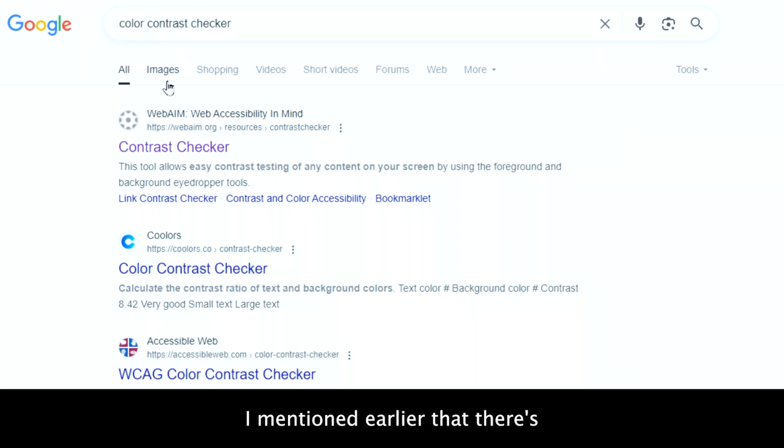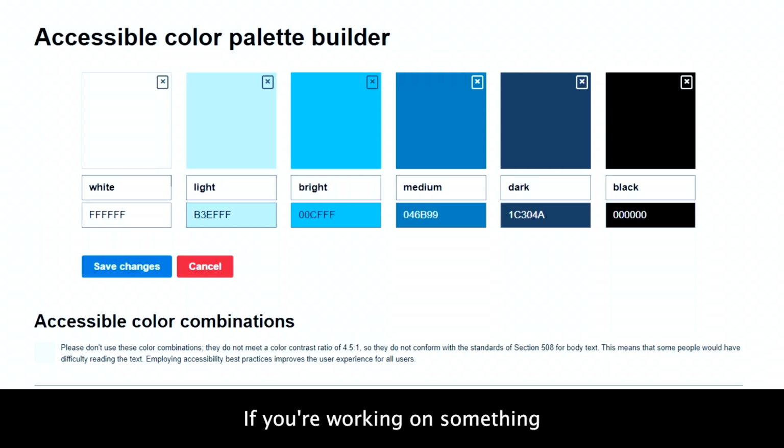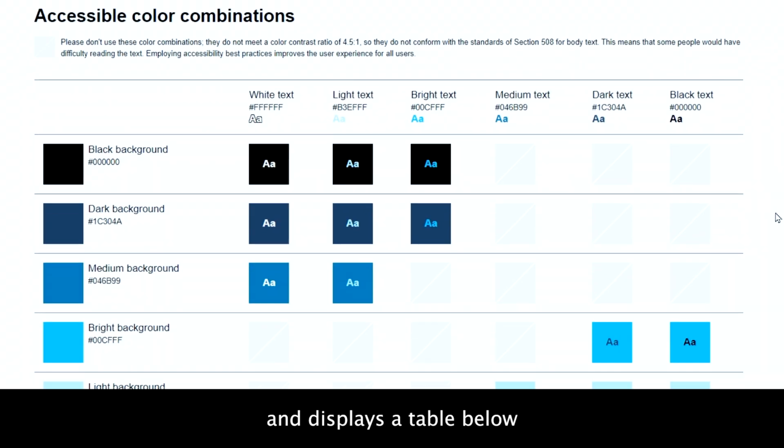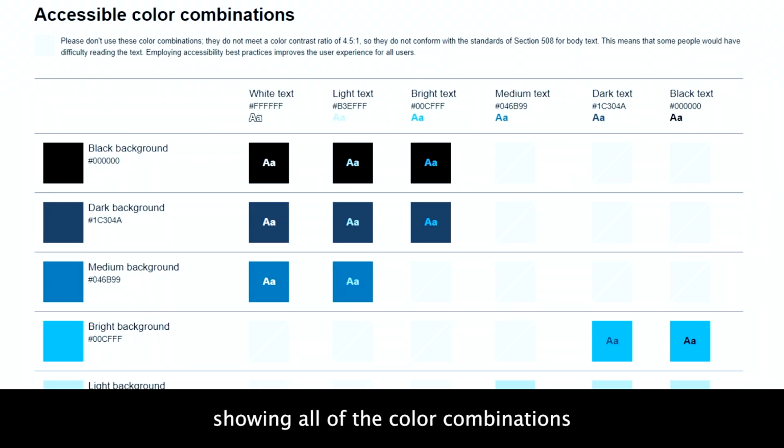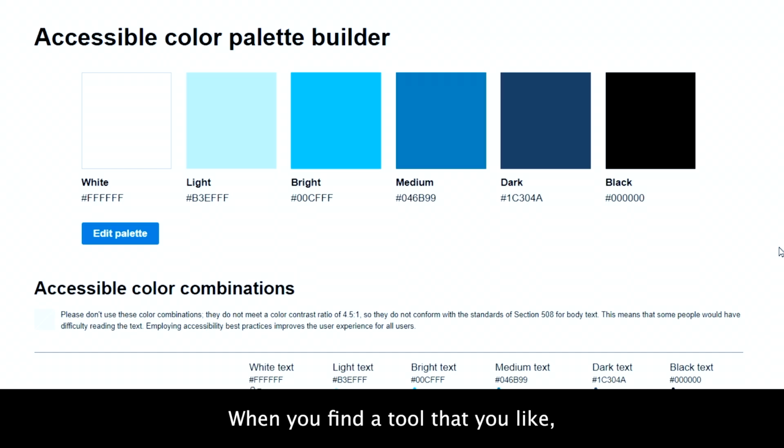I mentioned earlier that there's a lot of free color contrast checkers that you can use on the web. If you're working on something that has a lot of different colors on it, you can also search for accessible color palette builders. This free online tool allows me to select my colors at the top and displays a table below showing all of the color combinations and which ones are accessible to use for a font color with a background color. When you find a tool that you like, we recommend bookmarking it so that you can easily find it in the future.